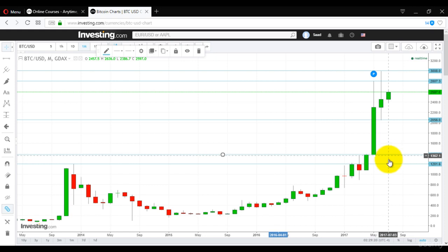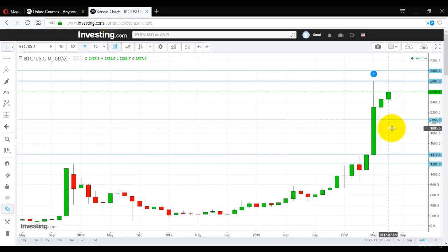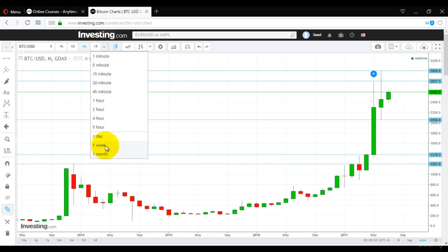This second line. Now, as you can see, the price is currently trading at $2,597, right? So its support lies at $2,056 and its resistance lies at $2,807. So this represents the real click. Once it crosses this, it will touch $3,008.